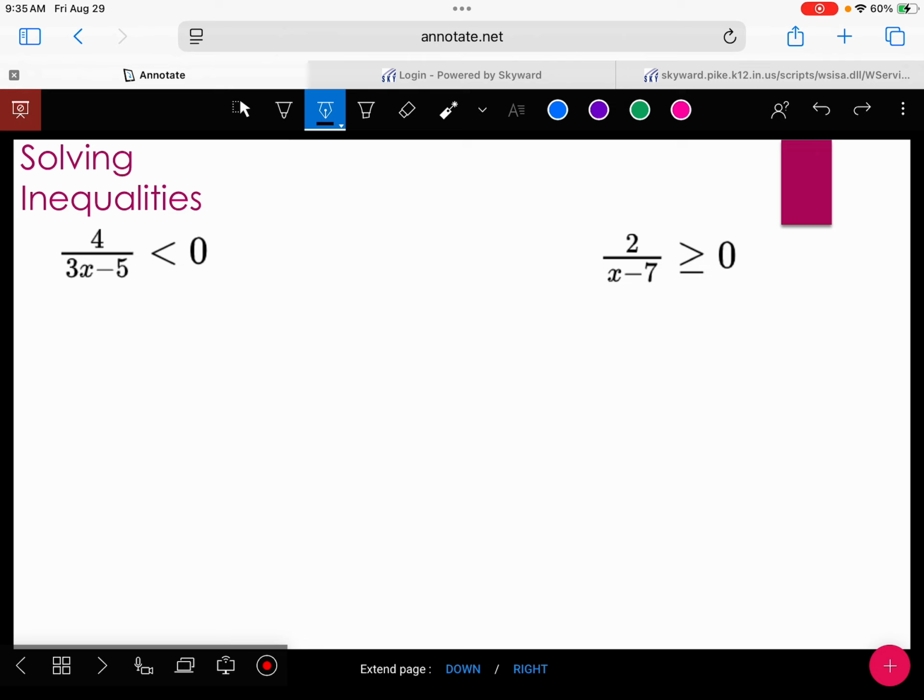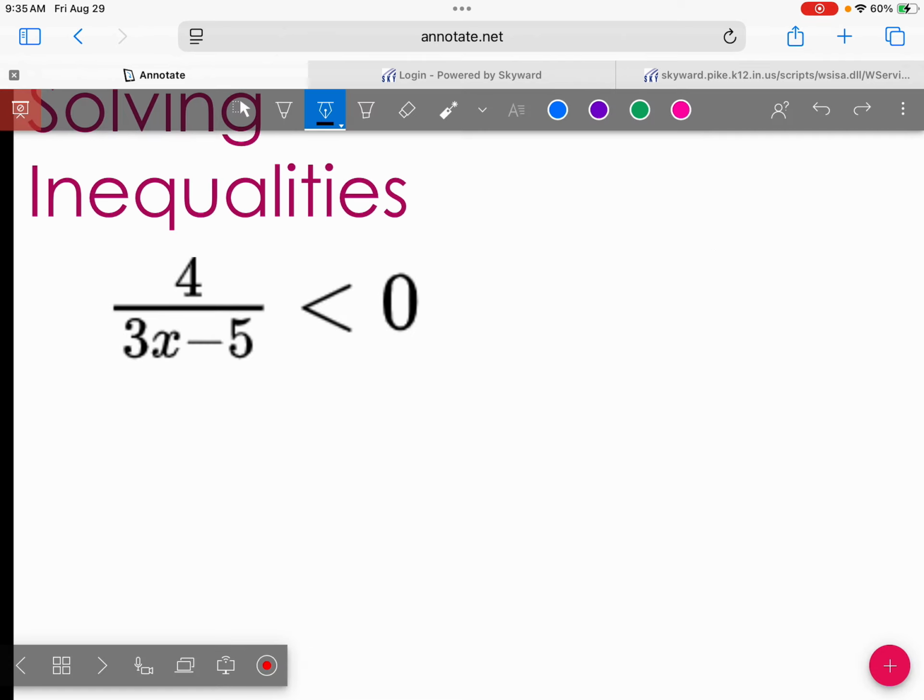Sometimes we get fractions and they're a little icky. Or at least they're icky feeling. So looking at this left one, we've got 4 over 3x minus 5 is going to be less than 0. If it is less than 0, is this side going to be positive or is this side going to be negative? Negative. So we know, because it's less than 0, that this whole fraction needs to be negative.